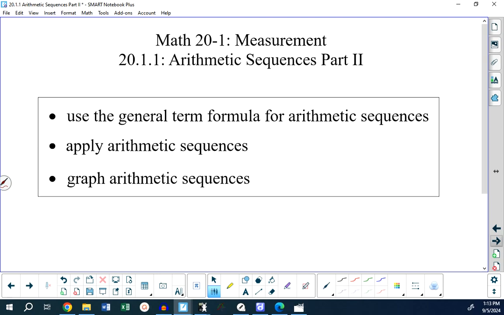So this is 20.1.1 Arithmetic Sequences Part 2. And what we're going to be doing in this lesson is continuing to work with arithmetic sequences, but we will have a formula that can be used to help us. And we have to get really used to using this formula.